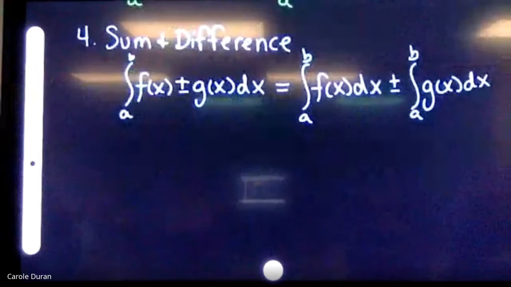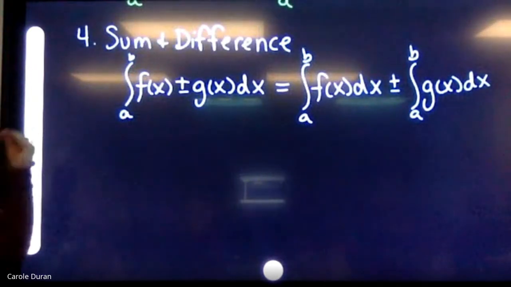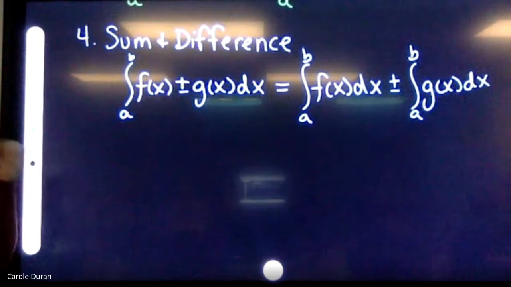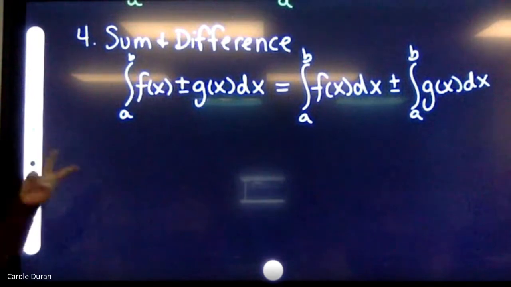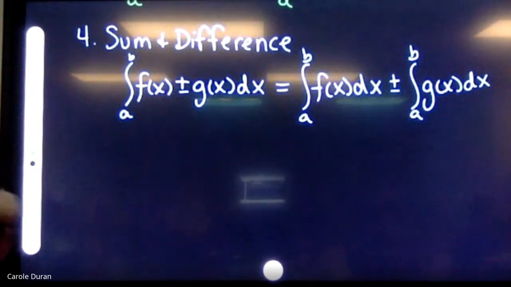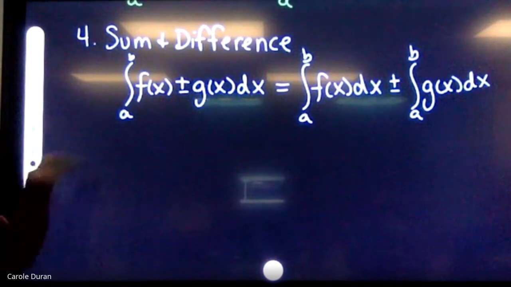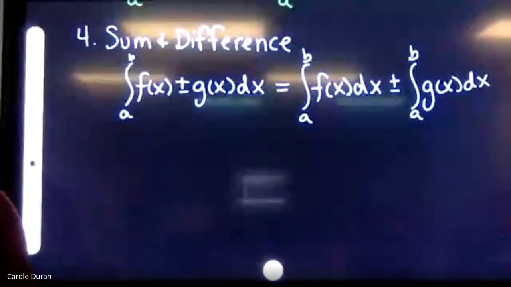So my sum and difference rule says if I'm taking the integral from a to b of f of x plus g of x together, I can separate that into two integrals and then add their answers together. So that would separate into the integral from a to b of f of x dx plus the integral from a to b of g of x dx. So they use the same integral, I just split it into two.